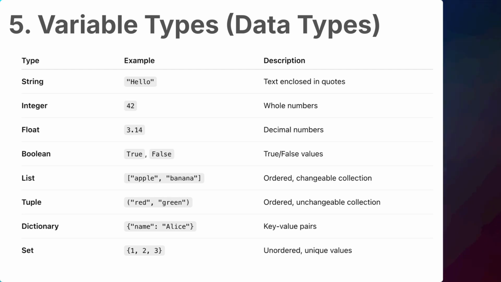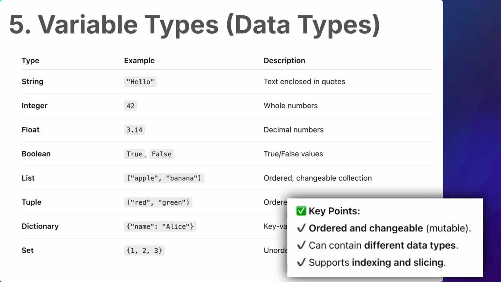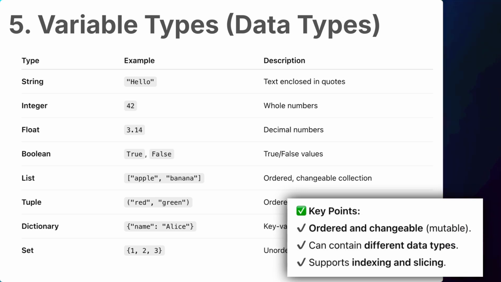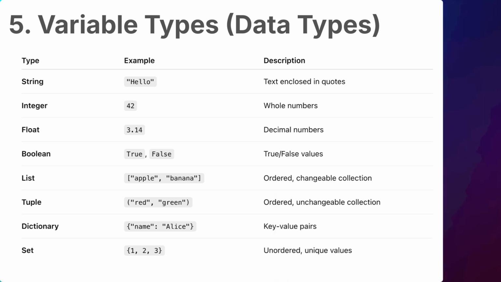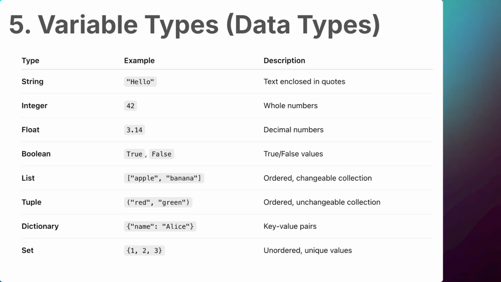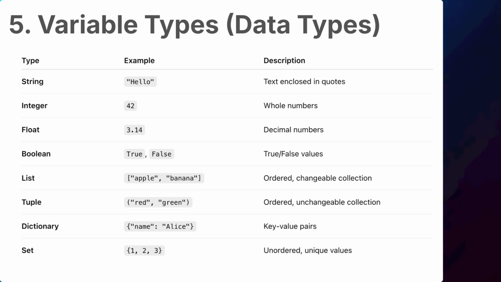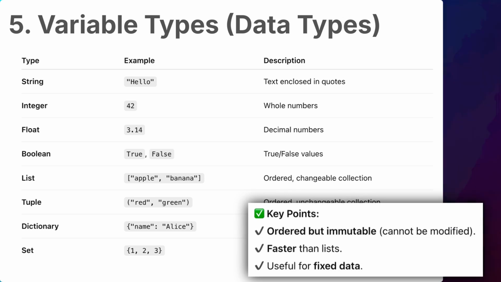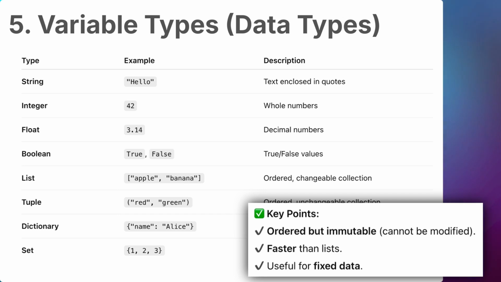5. List. A list is a collection of multiple values stored in a specific order. Lists can hold different types of data and allow duplicates. Key points. List is ordered and changeable. Can contain different data types. Supports indexing and slicing. 6. Tuple. A tuple is similar to a list but cannot be changed after creation. Key points. Tuple is ordered but immutable, which means it cannot be modified. Faster than lists. Useful for fixed data.